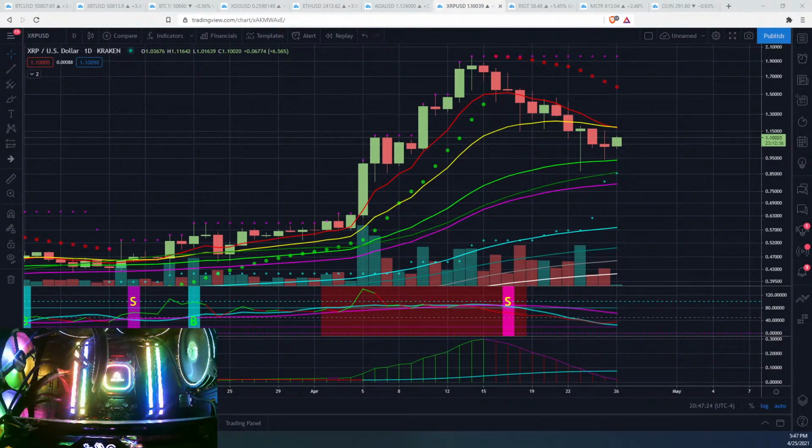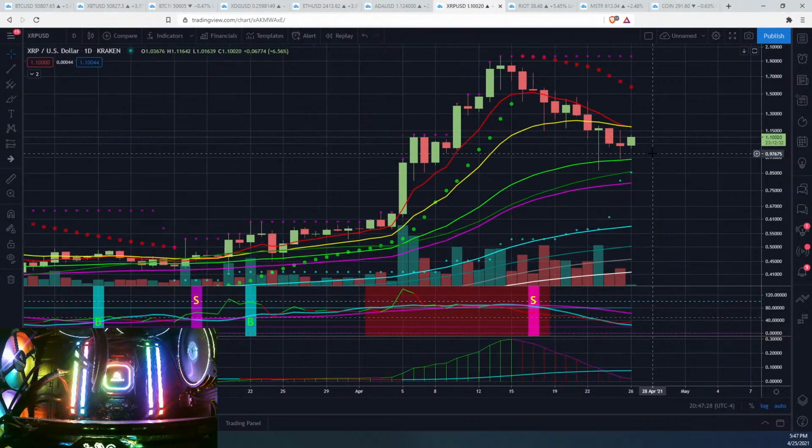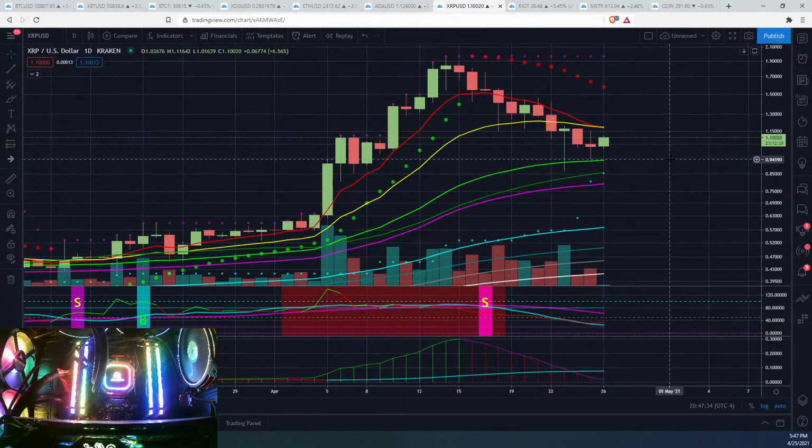But again, I'm always a proponent of longing the strongest and shorting the weakest. You just still have to pay attention to when you're going long on the strongest and when you're going short on the weakest. But overall, not good. Neither one of these is good. They both have a large hype train behind them. And if that hype train ever goes away, they're going to be in some serious trouble.